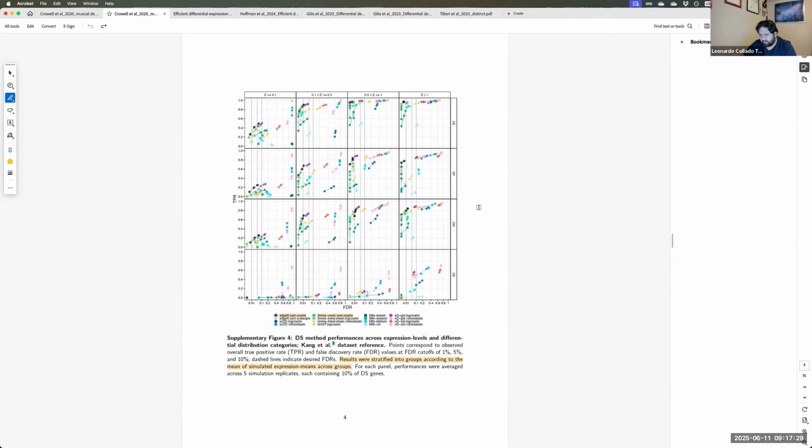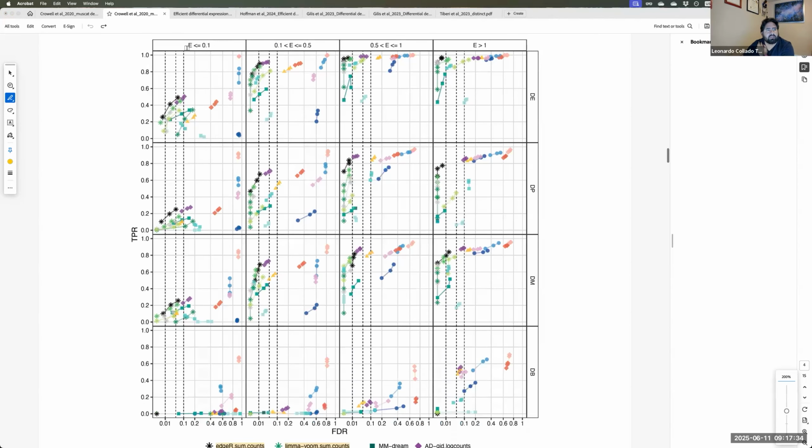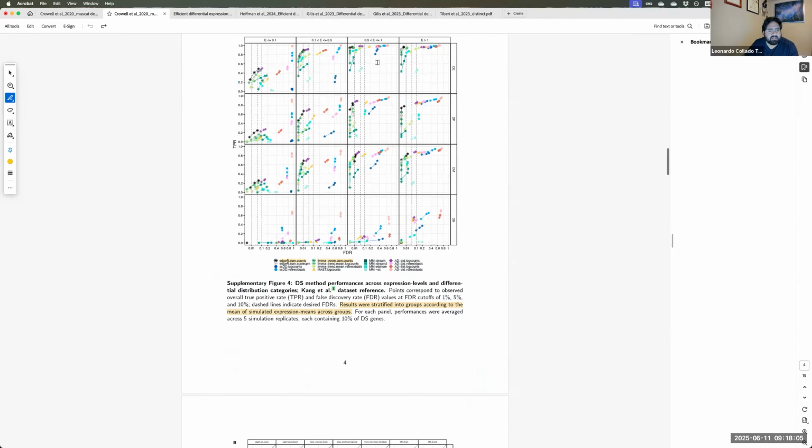Yeah, here, this one is different expression levels. The different panels here are how expressed the genes are. And if we focus on the first row, which is differential expression, you can see a difference between the black stars, which are EdgeR sum counts, and the dark green ones, which are limma-voom sum counts. So there's a big difference here, and that difference gets smaller as the expression of the genes increases. So that's the origin of that documentation that we've been seeing in several places.